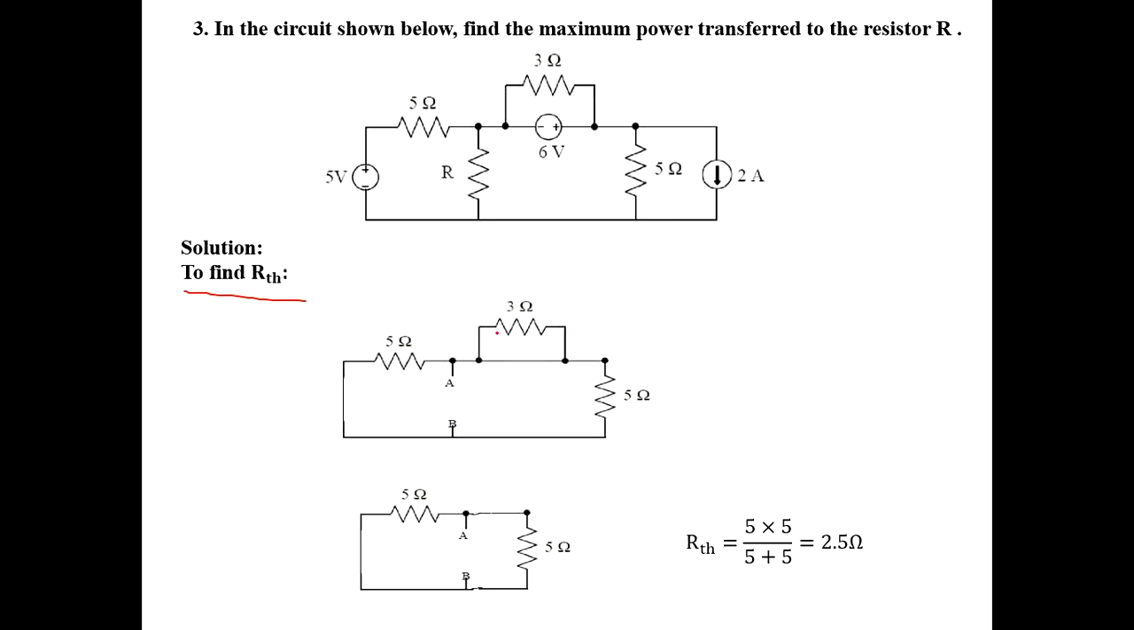Here the resistor is connected parallel with this short line, which means we have to remove this resistor. The current flowing through this 3 ohm resistor is 0. No need to consider this 3 ohm resistor to calculate this R Thevenin. Just remove this 3 ohm resistor because it is parallel with this short connection. So the circuit will be this one.